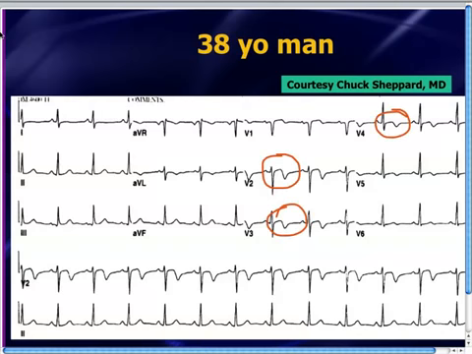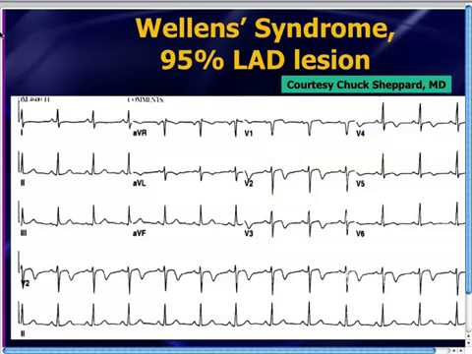Now, many of you hopefully already know what we're going to talk about. We're going to talk about these biphasic T waves in the mid-precordial leads, and this is something referred to as Wellens syndrome. And in this asymptomatic patient with these biphasic T waves, it predicted what he had at cath, and that was a 95% LAD lesion. So let's talk about Wellens syndrome.